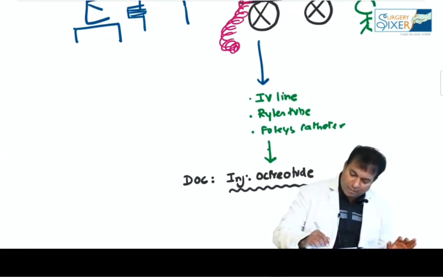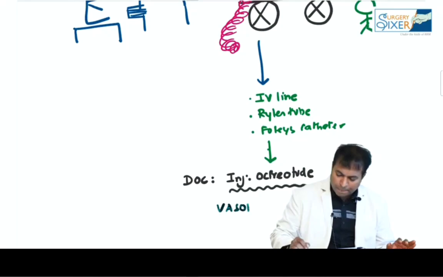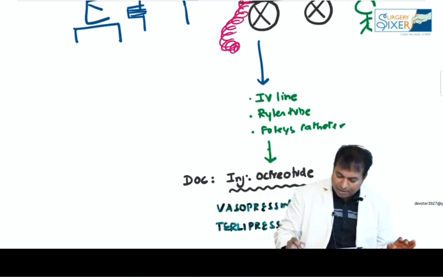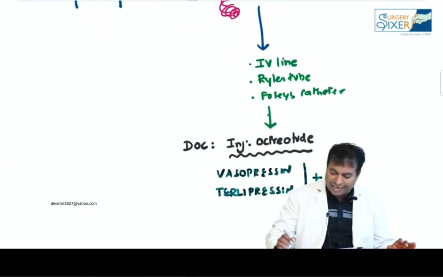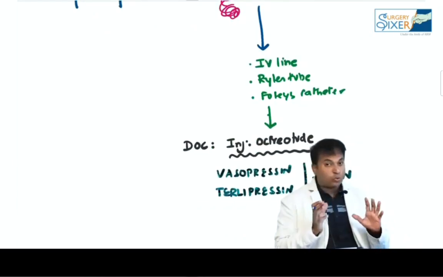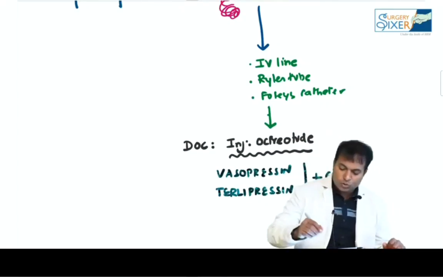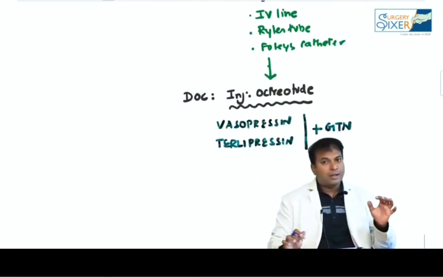There are many other drugs available like vasopressin and terlipressin, but these are not the drug of choice; I'm just telling you the other drugs. Vasopressin and terlipressin can be used, and when you use these drugs, we should add glyceryl trinitrate to avoid coronary ischemia. So give octreotide injection. Octreotide is given in drip.